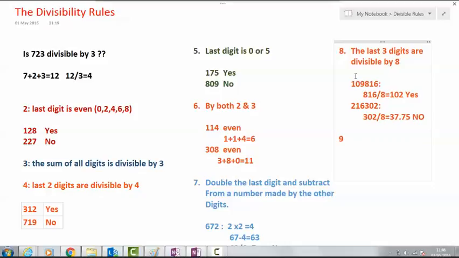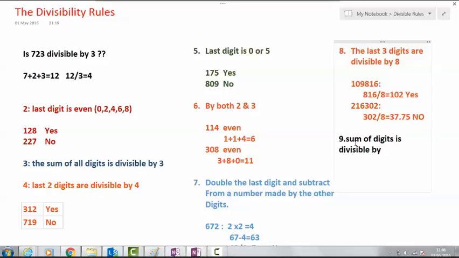Let's move on to 9. If the sum of the digits is divisible by 9, the number is a factor of 9. Note, this rule can be repeated when needed. Let's have a few examples.